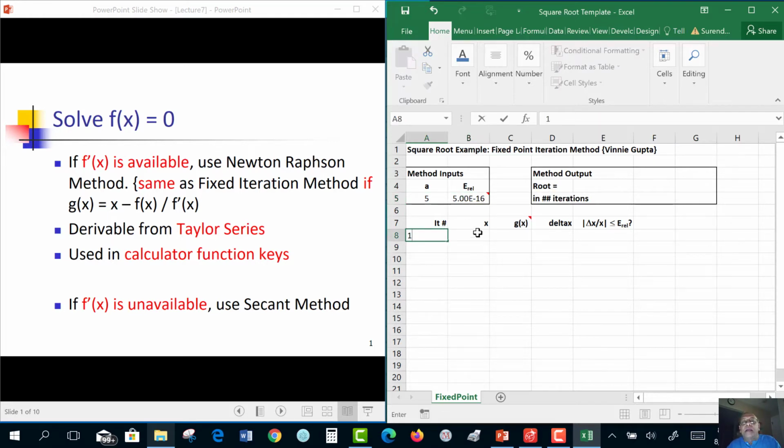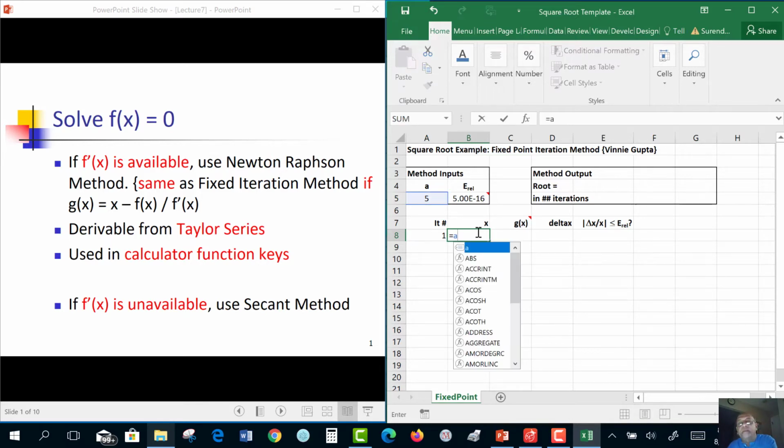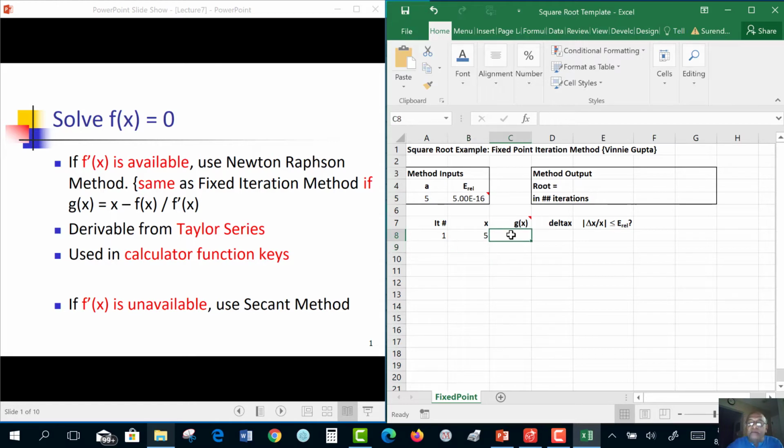So let's start programming our spreadsheet. Our first guess is going to be equal to a. We are going to compute the function. Remember, ideally I would have made it a VBA module function. But since our function is so simple, let's just type it. So we'll type x squared plus a divided by 2 times x. And one way to write 2 times x is to divide by 2 and then divide the result by x.